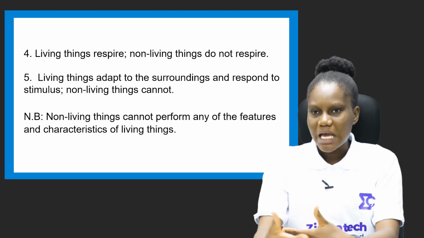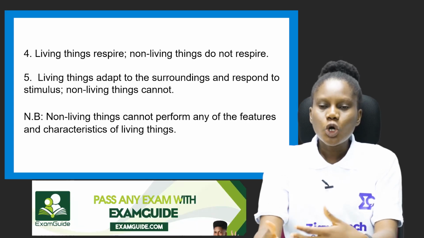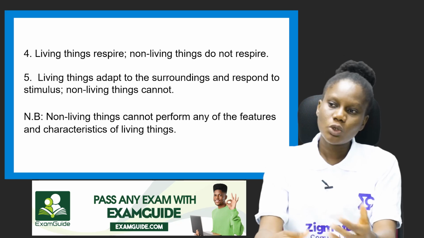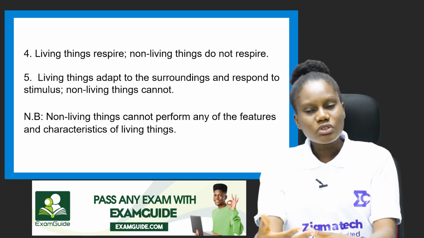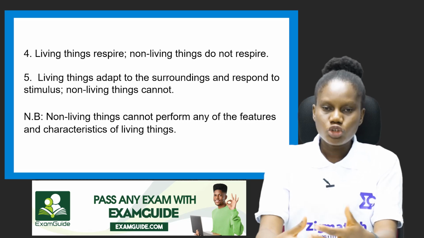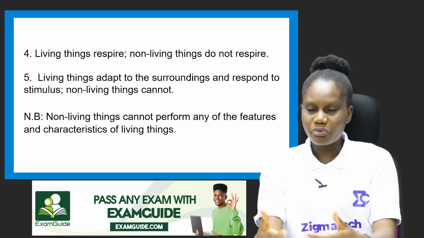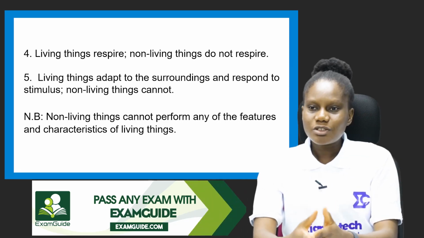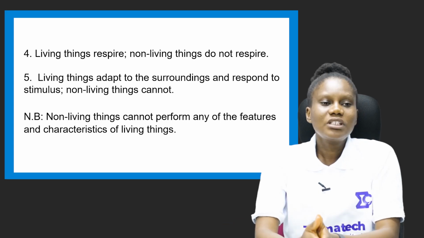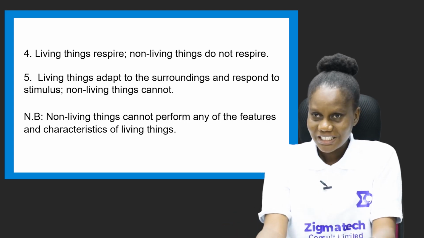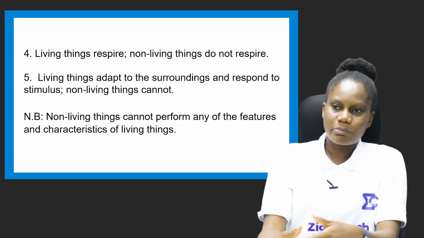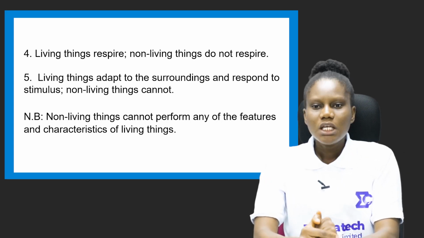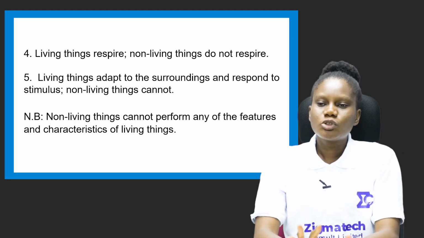Number 4, living things respire, that means they breathe. They take in oxygen. For example, humans and animals take in oxygen to break down food. Whereas non-living things do not respire because they have no need for nutrients. They are not living, so they do not respire. They don't carry out those activities. Number 5, living things adapt to the surroundings.